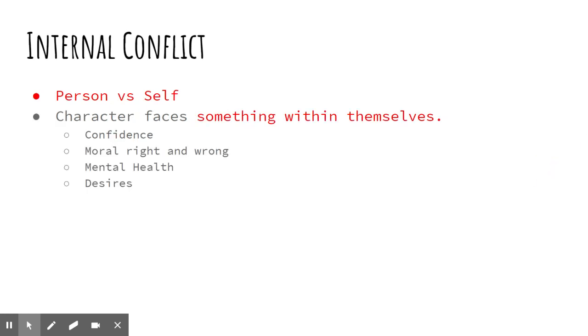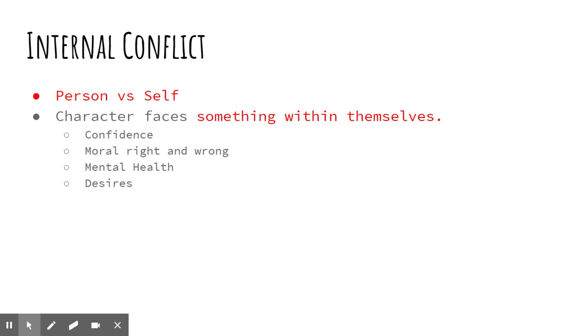All right, so an internal conflict, person versus self. This is where the character has indecision or conflicting feelings within themselves. So maybe it's a confidence issue, like they might be lacking confidence to do something that they want to do, like ask somebody out or try out for the varsity football team or whatever.